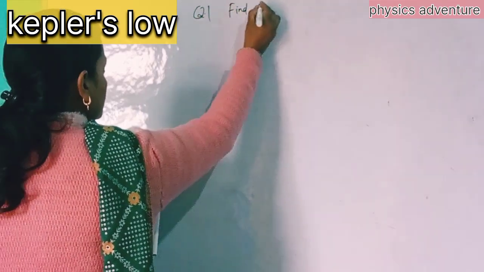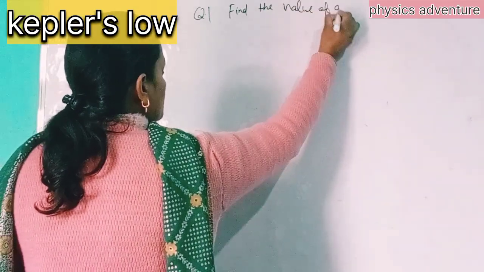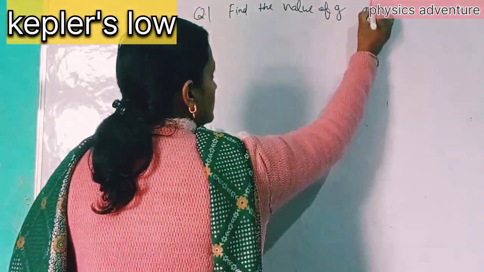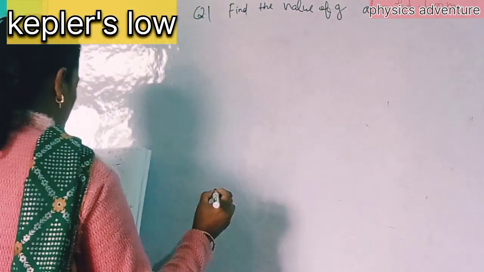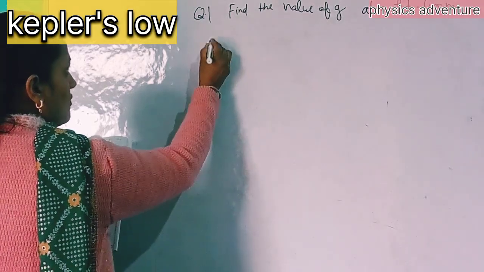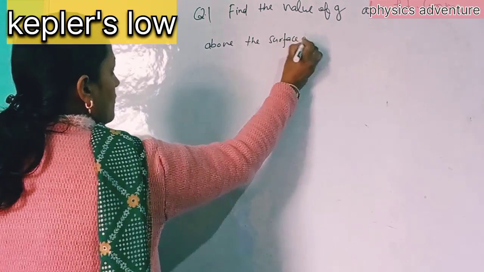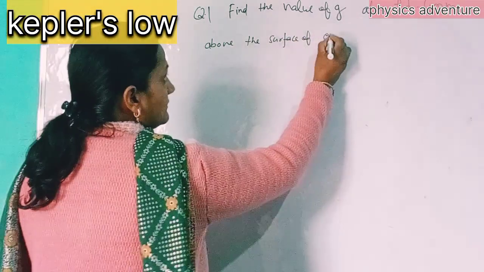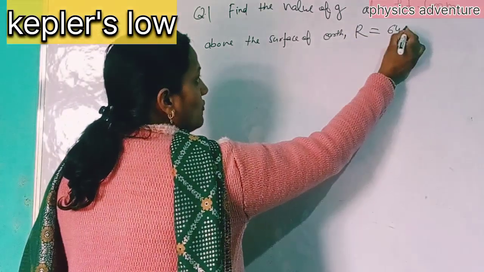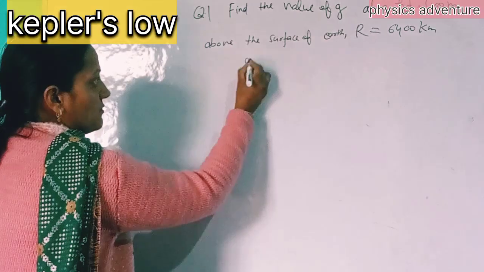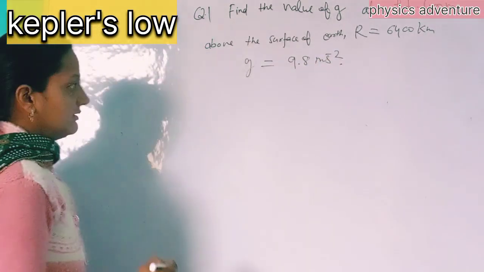It has one numerical, question number 1. Find the value of small g at a height of 400 meter above the surface of Earth, where capital R is equal to 6400 kilometer and small g is equal to 9.8 meter per second square.